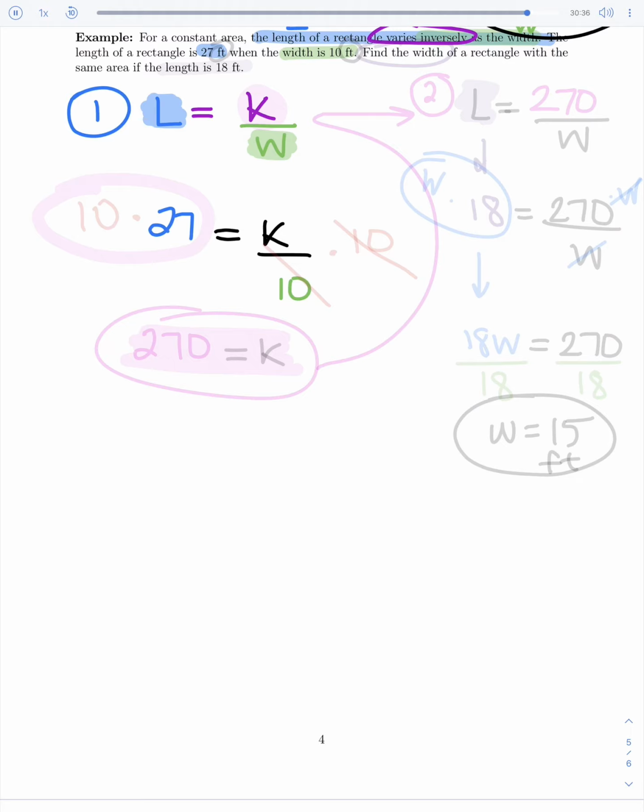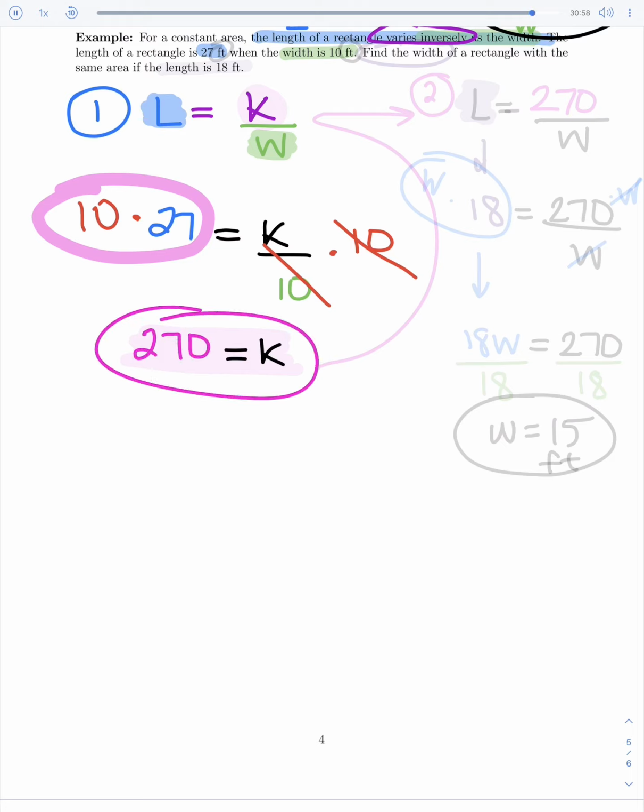Well, I'm getting rid of division by doing the opposite. I'm going to multiply both sides by 10. That'll get rid of the division by 10 by multiplying by 10. And what that does is it gives me that K equals 10 times 27, which is 270. So now I need to take my K I just found and plug it into the original equation I came up with. And let's see what that gives us.